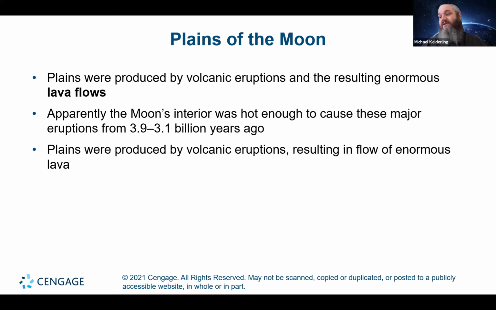There are extinct volcanoes in a few places on the moon we can see as well. And apparently the moon's interior was hot enough to cause these major eruptions from around 3.9 to 3.1 billion years ago. And they seem to have been triggered mostly by major meteor impacts. You get a really big crater, and in that process, it cracks the crust beneath it, leading to where lava can flow up and flood these craters. And there were flows of enormous amounts of lava.